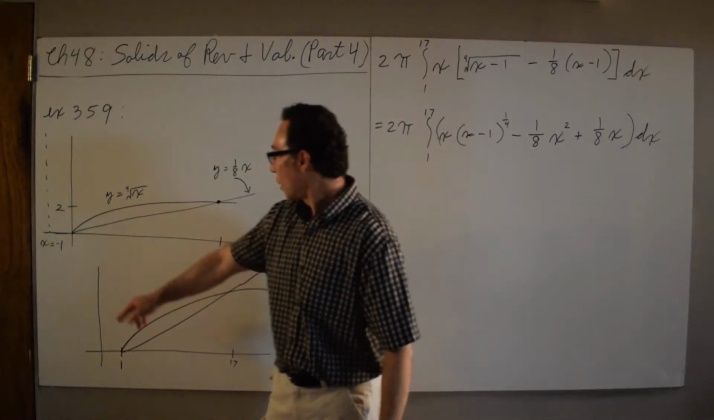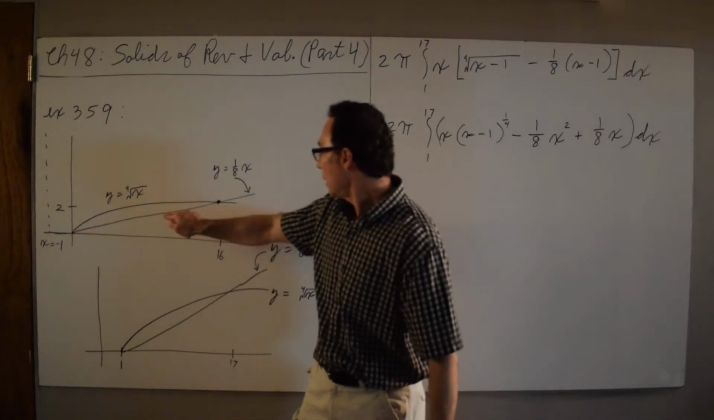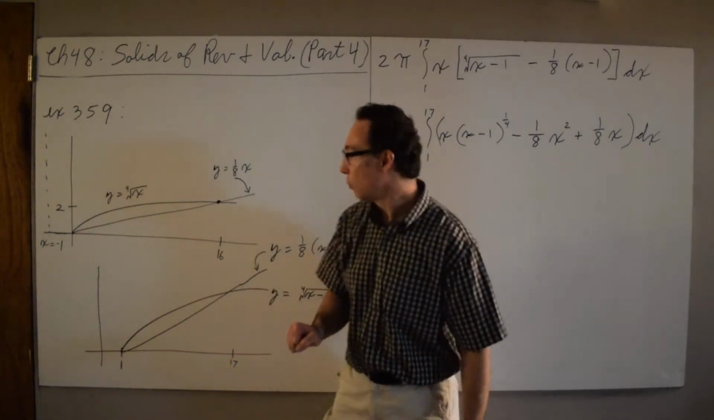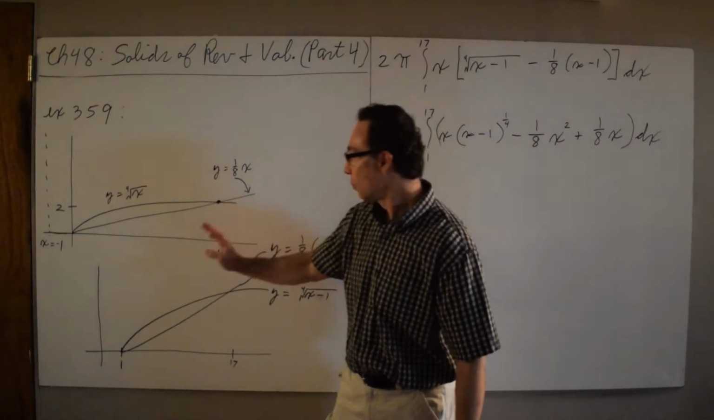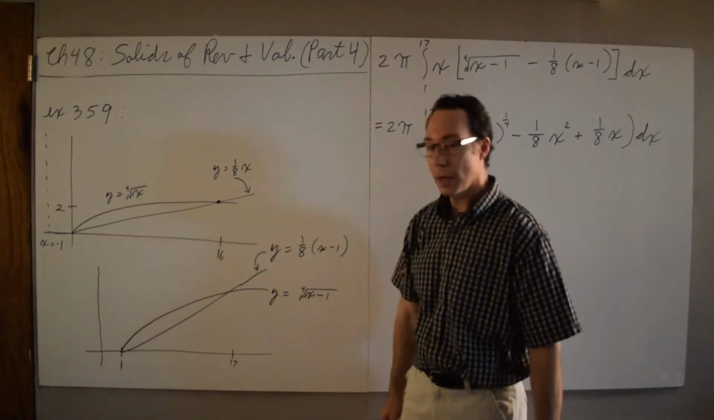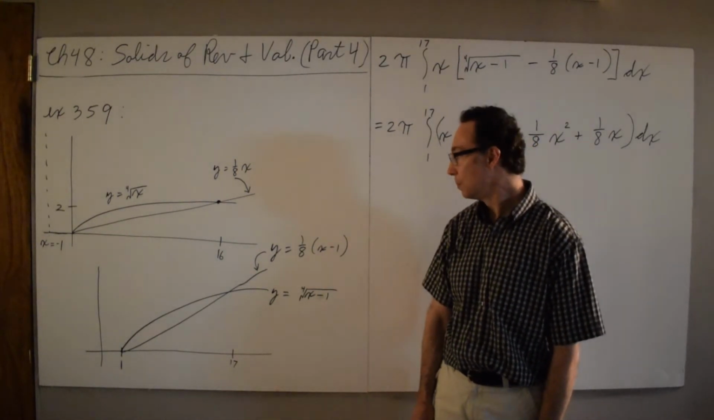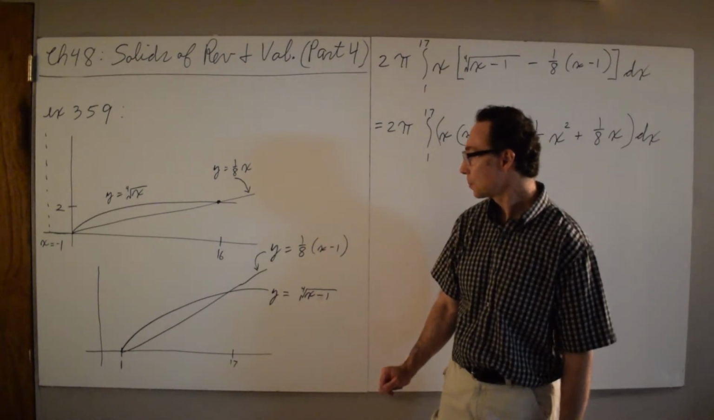So what I'm going to do is take this picture and shift it. Instead of rotating this region around the vertical line x equal to -1, I'm going to move it 1 unit to the right and then rotate it about the y-axis. It creates the same object, and that same object has the same volume. The reason I'm doing that is to use the shell formula.